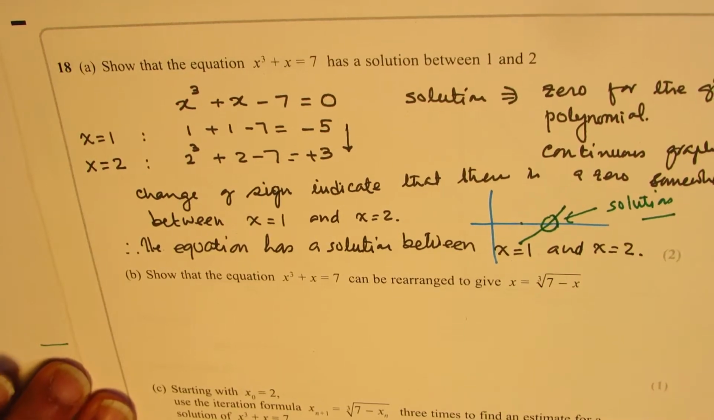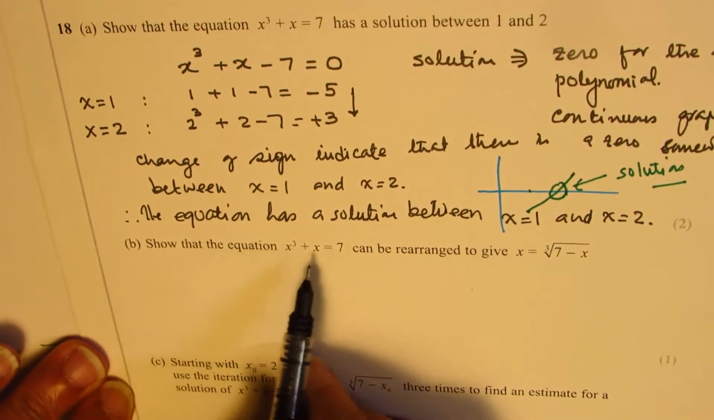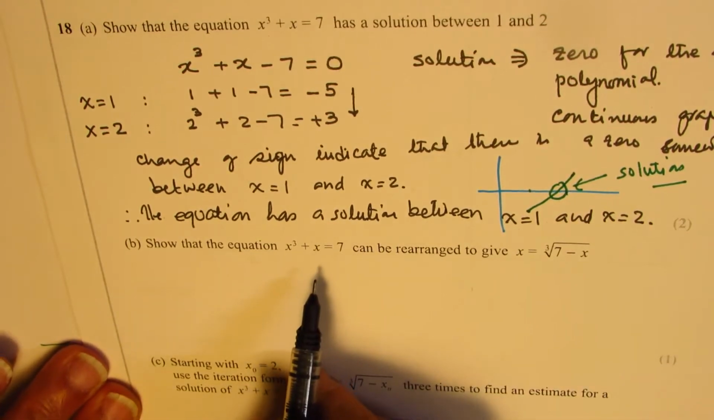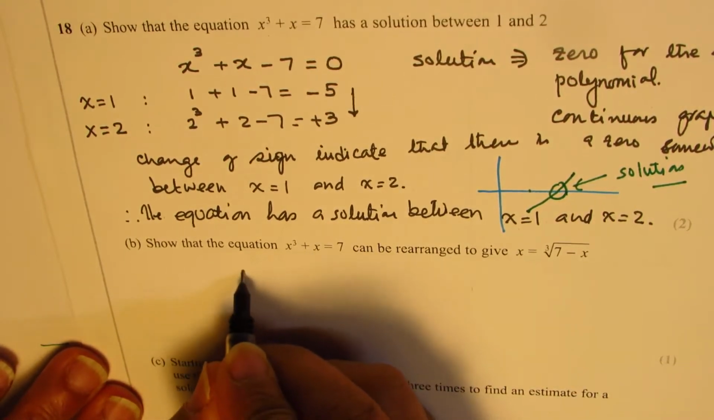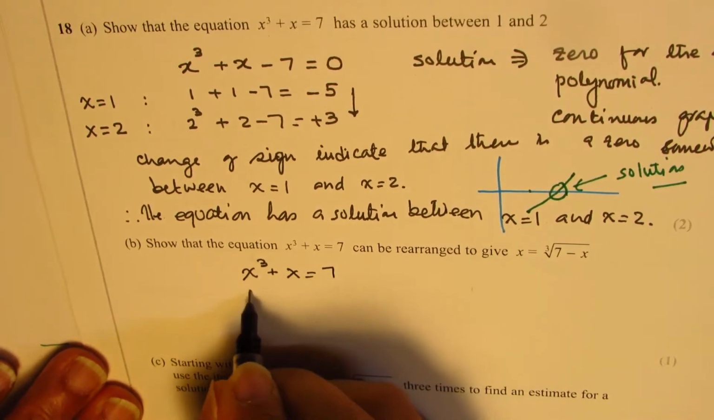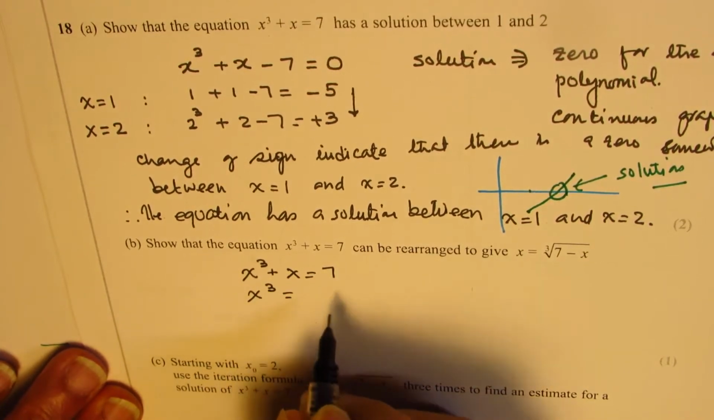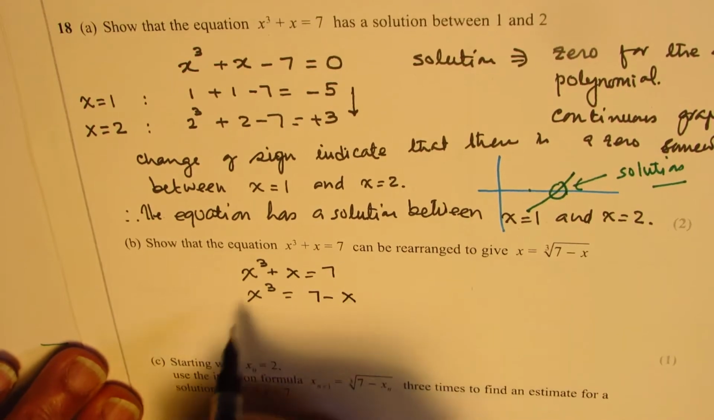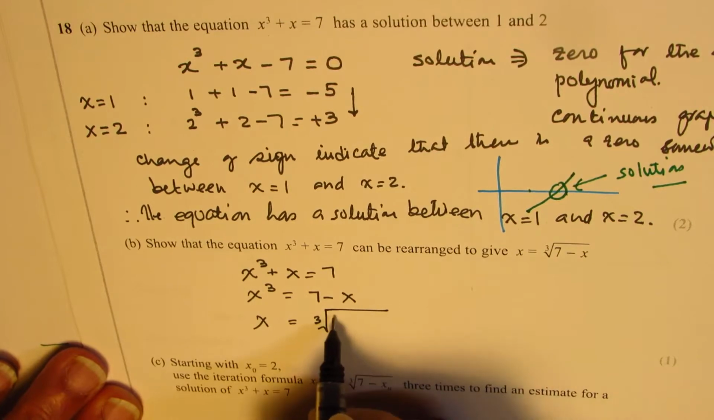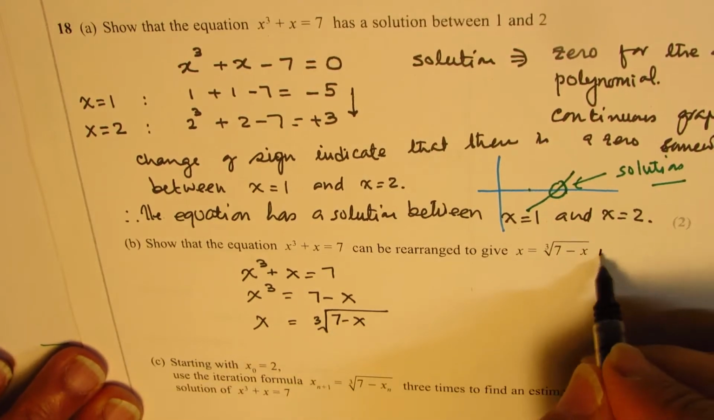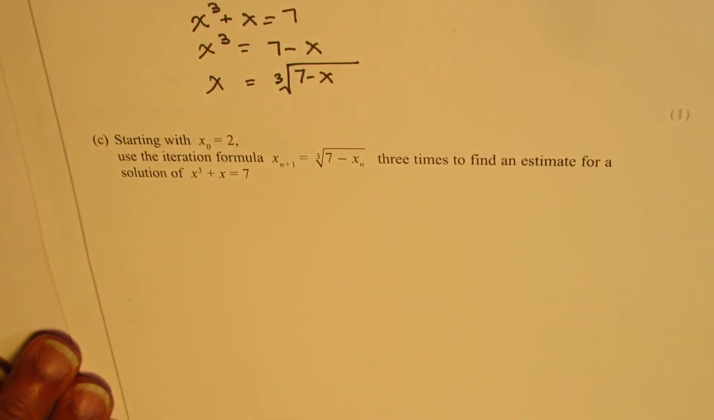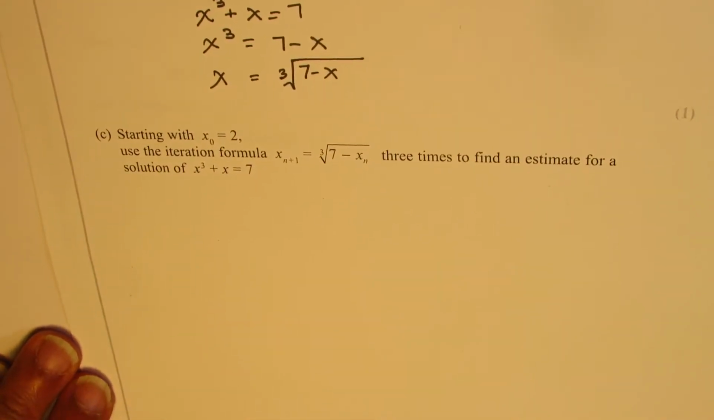Now let's look into part B, which is show that this equation can be rearranged in this order. So let's take x to the right side. We are given x cubed plus x equals 7. So x cubed equals 7 minus x, and now we'll do cube root of this, and we get what is required. Correct?